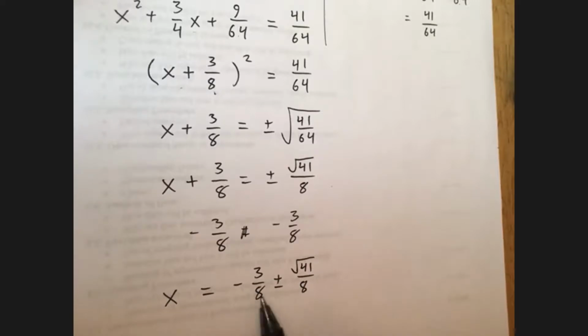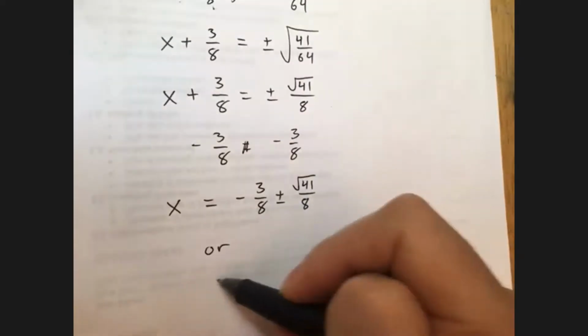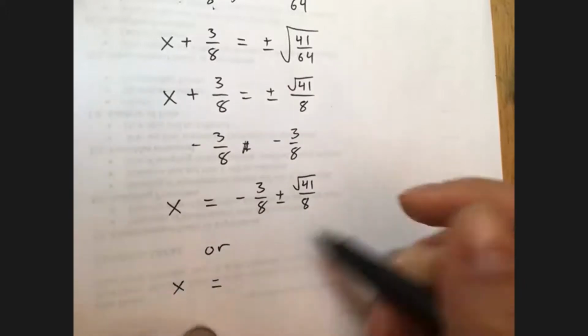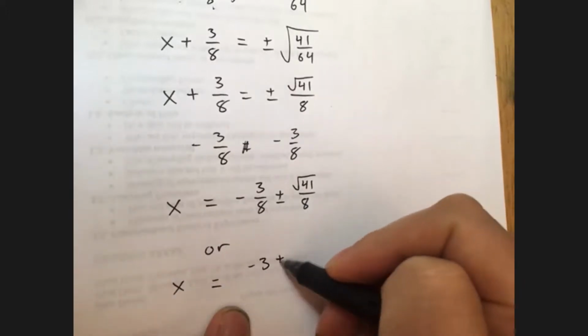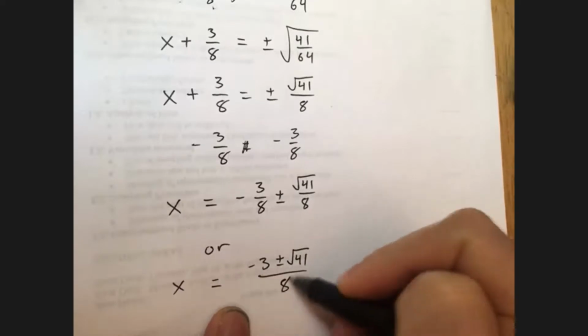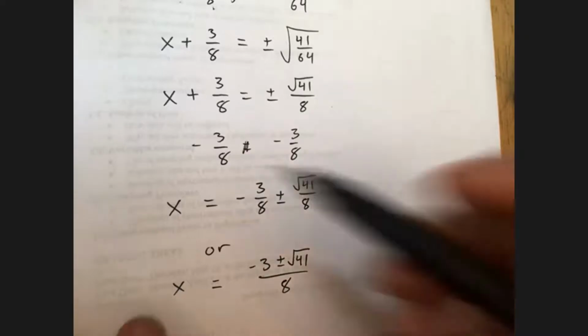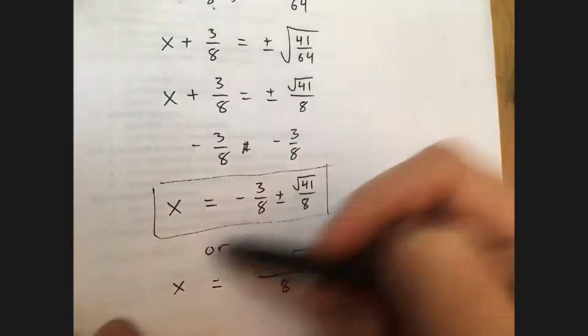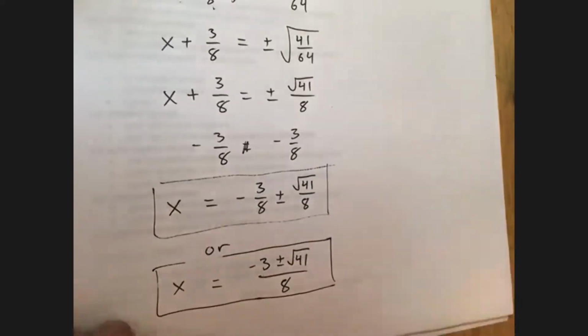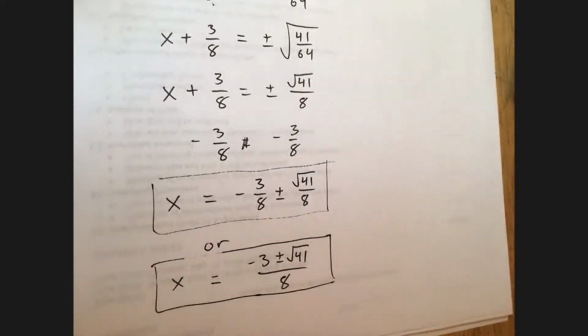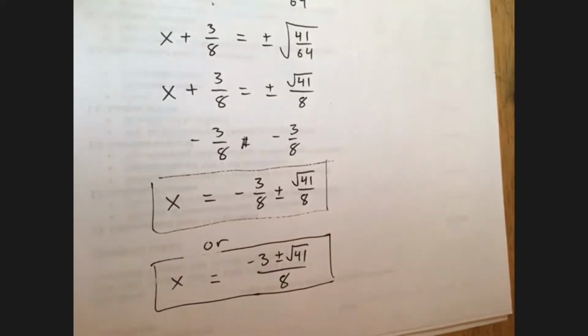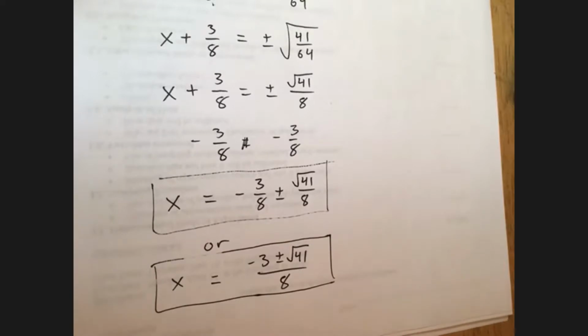Now they have a common denominator, so I could also write it x equals negative 3 plus or minus root 41/8. Another way to write it. There's alternative ways to write down the same thing. You could write it like this, or you could write it like this, or you could write down the two solutions separately, one with the plus and one with the minus, with an "or" in between. Any questions there?